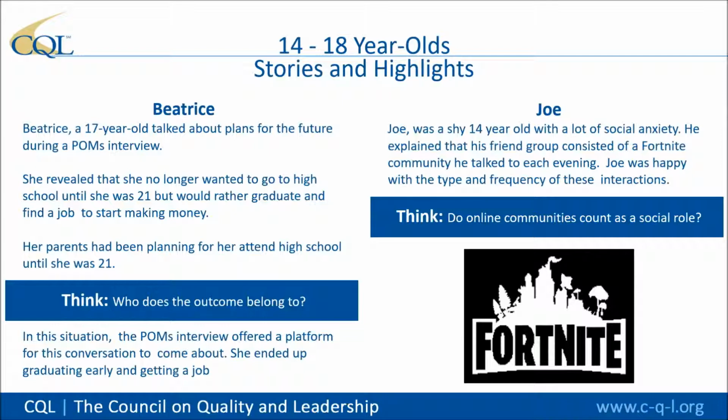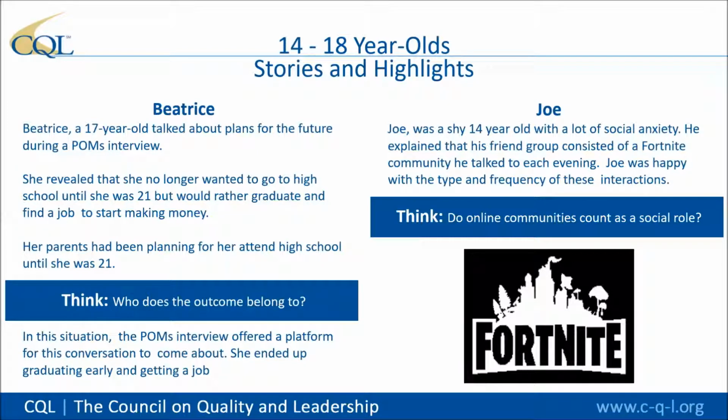So Joe was a shy 14-year-old who had a ton of social anxiety. His friend group actually consisted of a Fortnite community, which is an online game that's super popular. He talked to them all each evening. It was his thing to do. It's where he felt comfortable. It was his group, his tribe. Joe was happy with the type and frequency of these interactions. So the question is, do online communities count as social roles? I think, particularly with Joe, maybe not so much a social role as it counts as friends and a social group, but just something to think about, because these are questions, particularly with technology, that I think didn't exist 20 years ago, obviously.